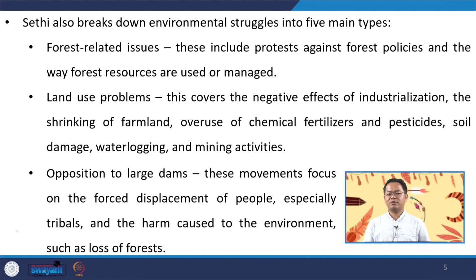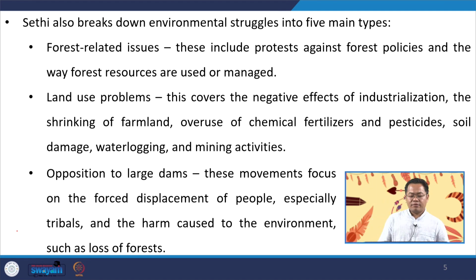Likewise, we have also seen the overuse of chemical fertilizers to increase productivity, and this we have seen, for example, in states like Punjab. So therefore, all these issues have some side effects in terms of health, but at the same time they also have long term implications in terms of soil fertility.